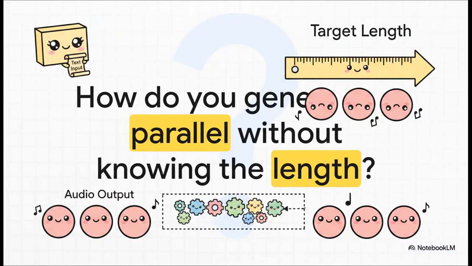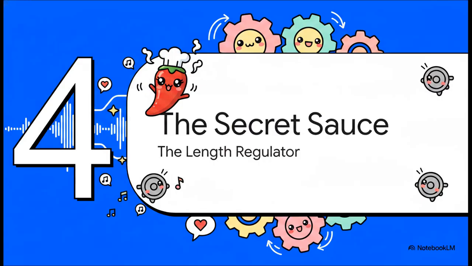Okay, but hold on. This brings us right back to that original alignment problem, doesn't it? If you're going to generate everything in parallel, you first have to know how long the final thing is supposed to be. You need some kind of blueprint that maps the short text to the long audio before you even start making sound. And the answer, and honestly, this is the absolute core innovation of FastSpeech, is a brilliant little component called the length regulator. This is the secret sauce that makes the whole parallel thing even possible.